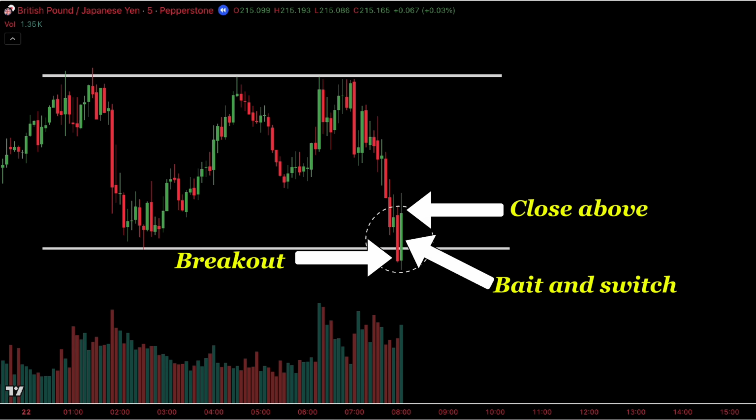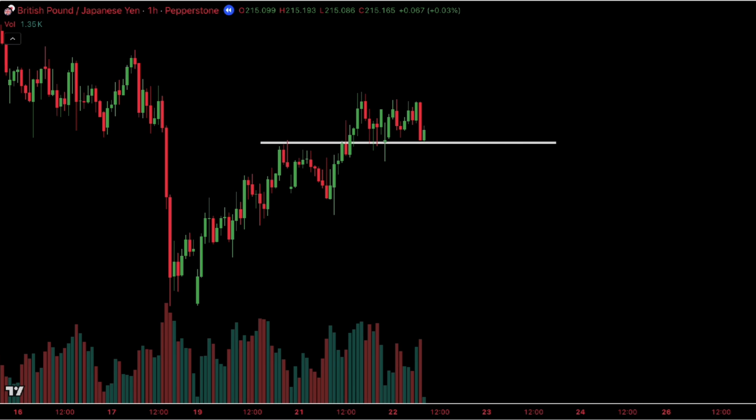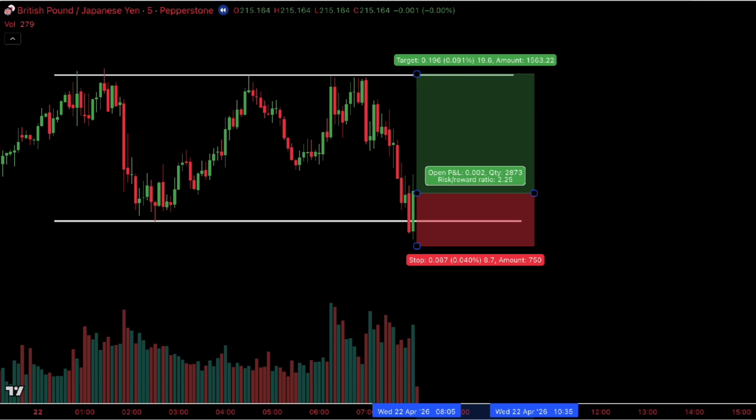The second step is to check the volume. Look for signs of strong participation. If the volume shows a clear increase in buying pressure, this adds strength to your setup and confirms that the move is not weak. Finally, move to the higher time frame. Check whether the market structure aligns with your trade idea. This step helps you avoid taking trades that go against the broader market direction. Once all these elements are aligned, you have a high probability setup, even in a ranging market.